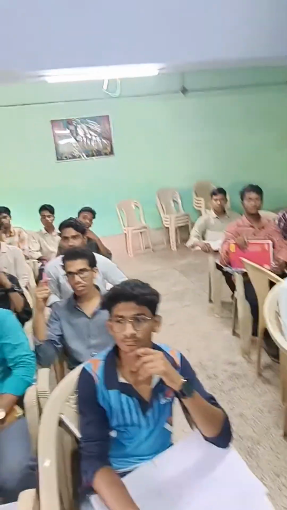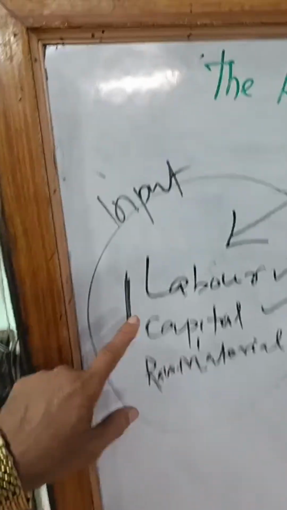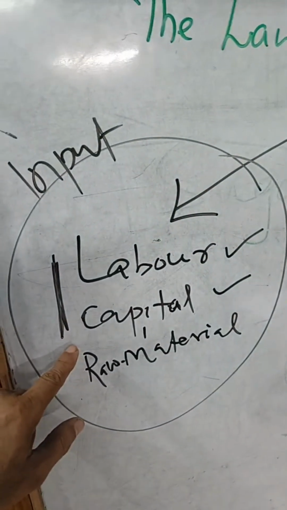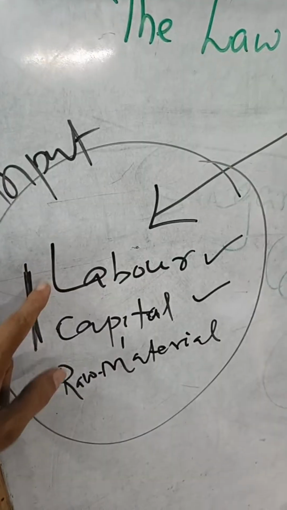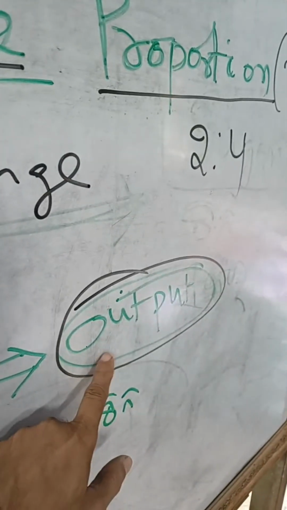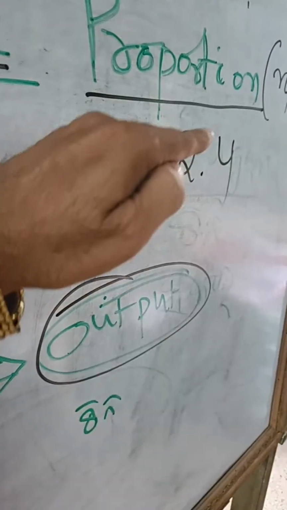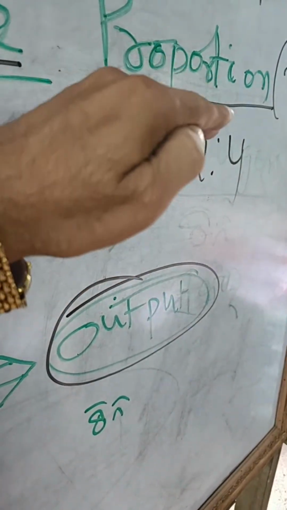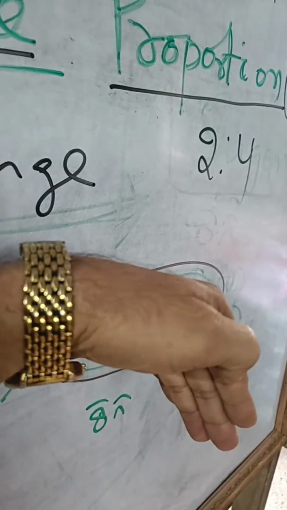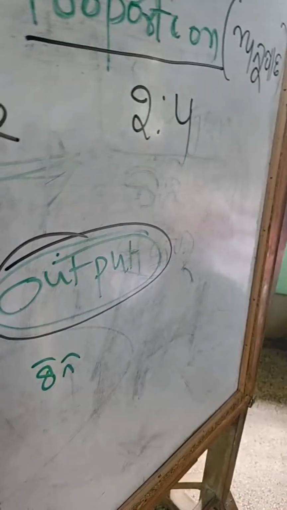If you apply more and more labor and capital, output, means the production, will first rise, then fall. What happens? First rise, then fall. Clear?